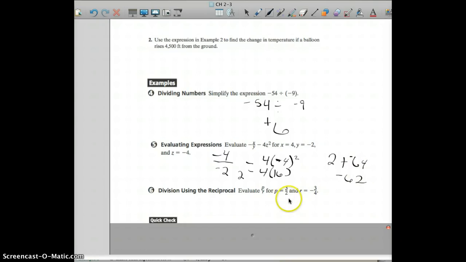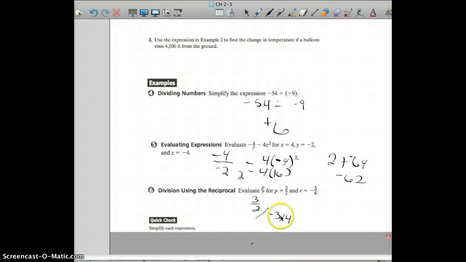The last one is the division using the reciprocal. Here we have two fractions. You can see we have P over R. P is 3/4, and it gets kind of messy if you have 3 halves. You have 3 halves, and that is going to be over negative 3/4. And again, notice how I throw that negative sign, even though it's out front, up to the top, and so you're less likely to forget about it.